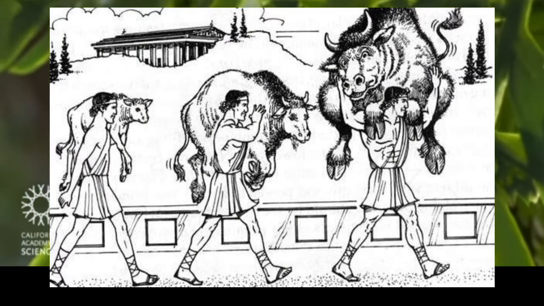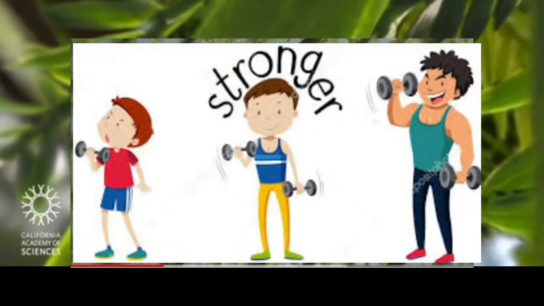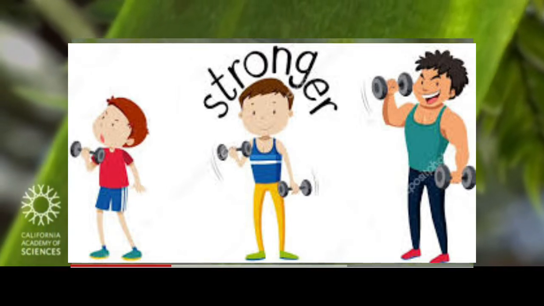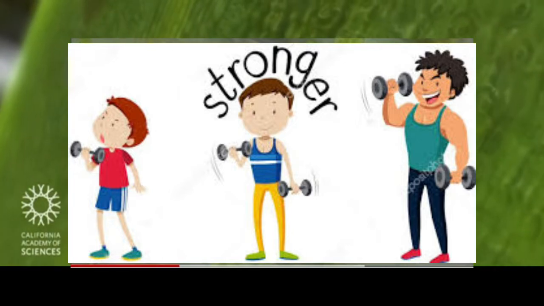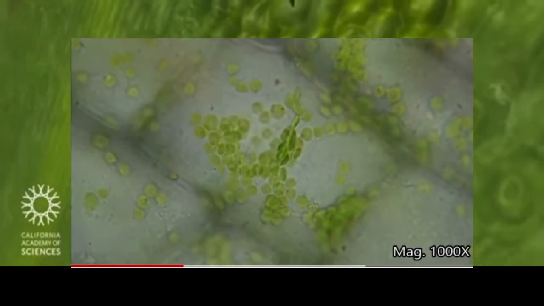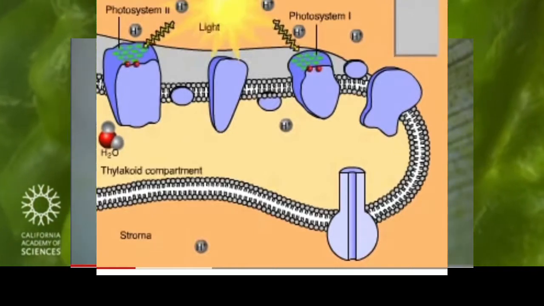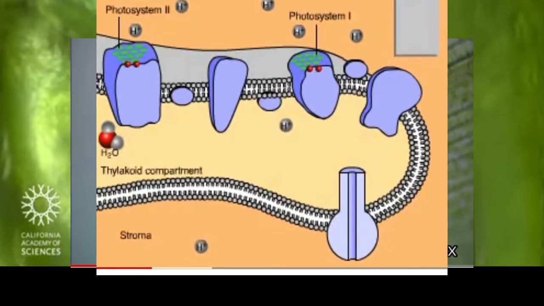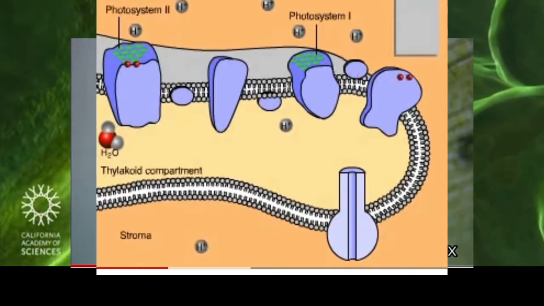Okay. Got 3 kids. This one has a piece of candy. This one is bigger and stronger, so he steals a piece of candy from him. But this one is bigger and stronger, so he takes a piece of candy from him. What I'm trying to explain is that if these were proteins in the electron transport chain, each protein would be more electronegative than the last. Alright.